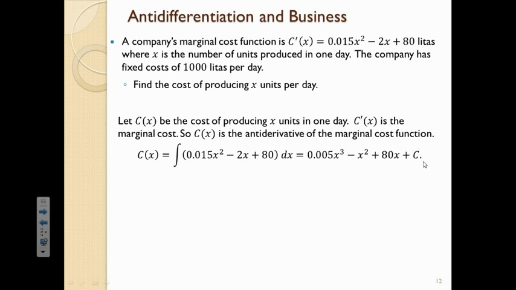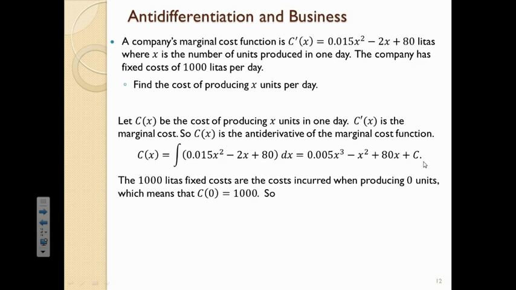And even if everybody reports in sick and nothing gets built that day, no one works, it's still going to cost 1,000 liters for that day. So we know that if nothing is produced, that's going to be a C of 0. And the X would be 0, and the Y is going to be 1,000. That's going to be the cost.